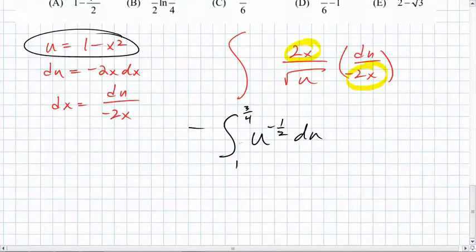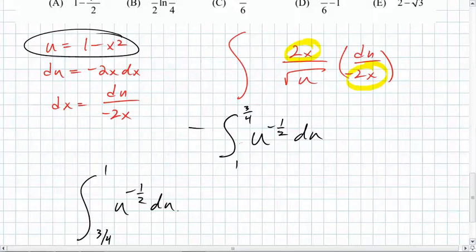Now, what's the one thing that kind of bugs us about that integral if it goes from 1 to 3/4? It's bigger to smaller, so what could we do? We could flip it and change the sign. So you can end up with the integral from 3/4 to 1 of u to the negative 1/2 du. Now, is that something that you can integrate? Yeah. So what do you end up with?